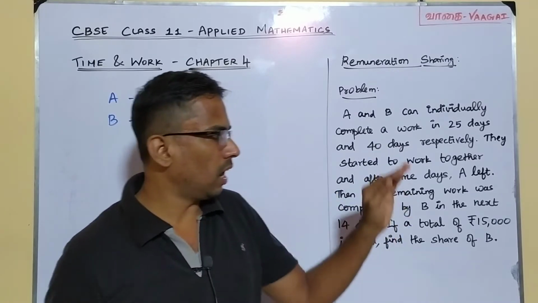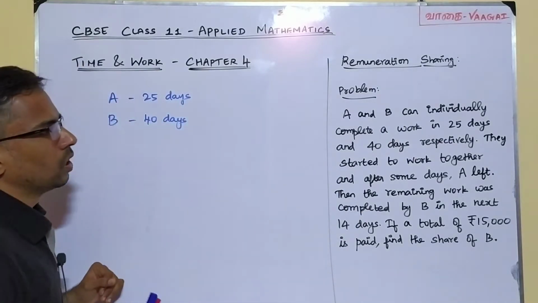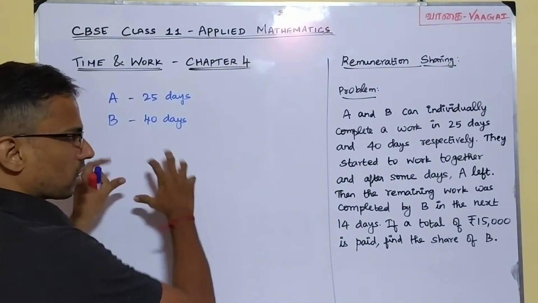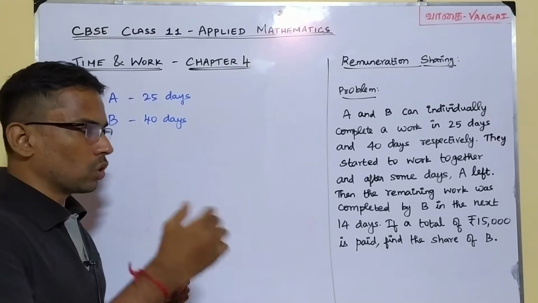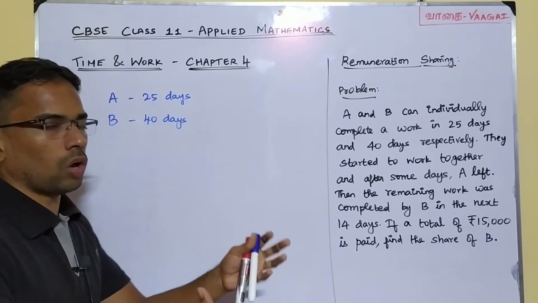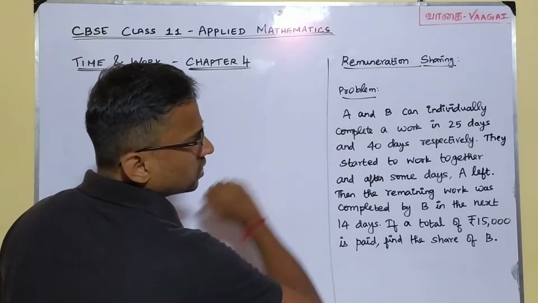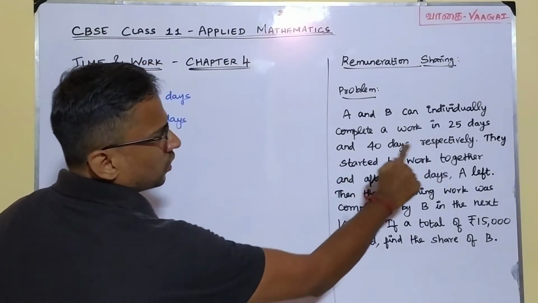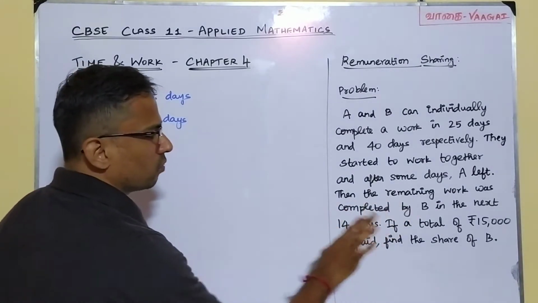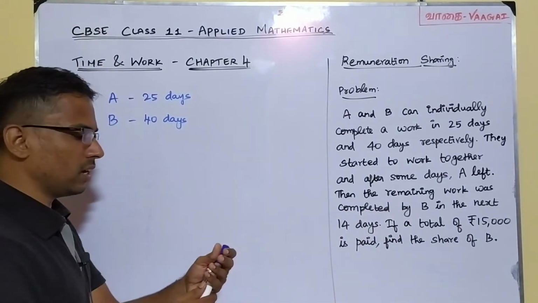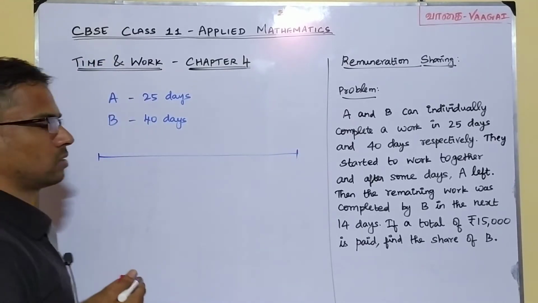Now we have a very clear idea about the question. Let's take the other data one by one and try to solve this problem. First of all, we'll make a construction in order to get better clarity, so that it will be very easy for us to solve the problem. They started to work together and after some days A left, and B is completing the remaining work in 14 days. Now let me draw a line something like this.